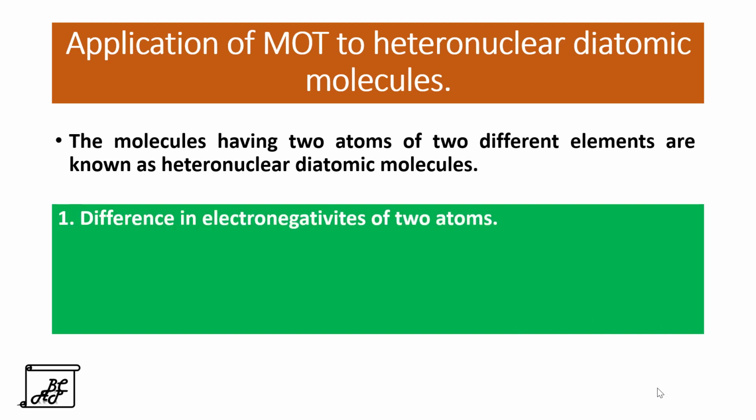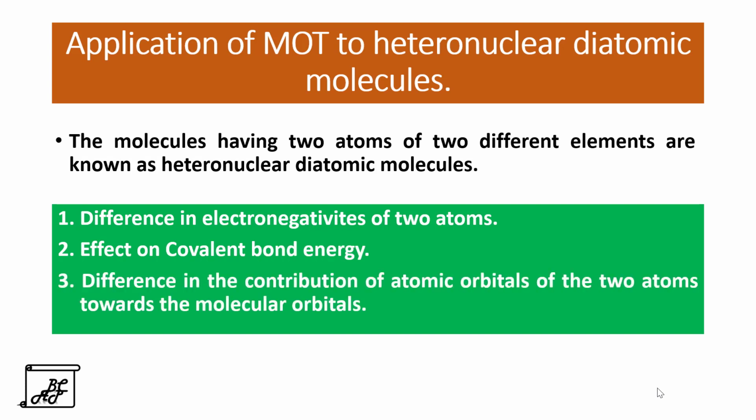The first principle is difference in the electronegativities of two atoms. The second is effect on covalent bond energy. And the third is difference in the contribution of atomic orbitals of the two atoms towards the molecular orbitals, that is bonding molecular orbital and anti-bonding molecular orbital.